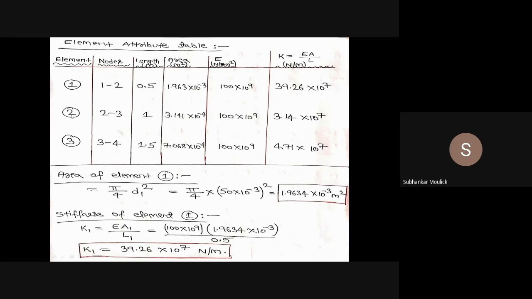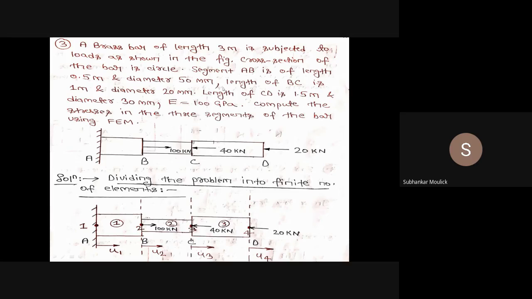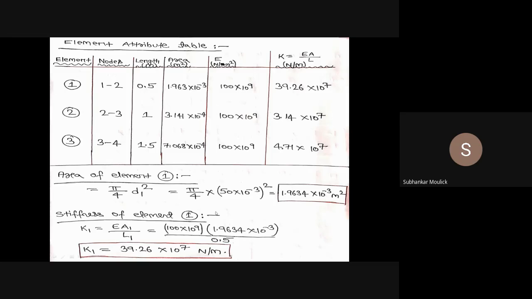What will be the area of element 2? It will be pi by 4 into d2 square, and for element number 3 it will be pi by 4 into d3 square. From the question I have to compute the value of d2 and d3. It is given that the length of BC, element number 2, is 1 meter and dia is 20. That means d2 is 20 mm for element number 2, and for element number 3, which is CD, dia is 30 mm. So if you use the formula of area, you can get the area of the second and third element.